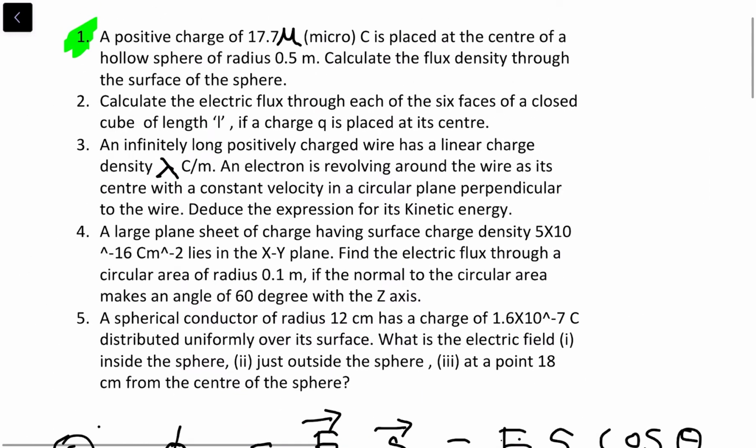So this is the second numerical. We will solve this one. Calculate the electric flux through each of the 6 faces of a closed cube of length L if a charge Q is placed at its center.